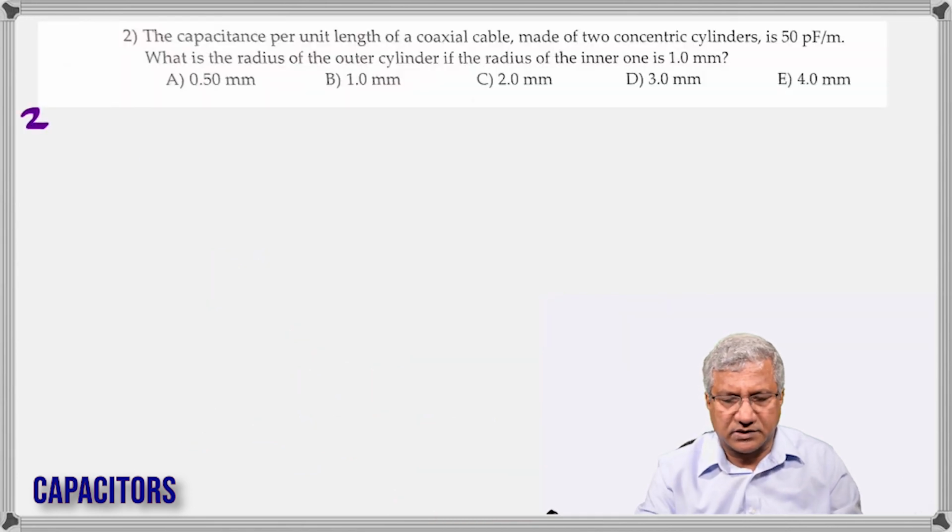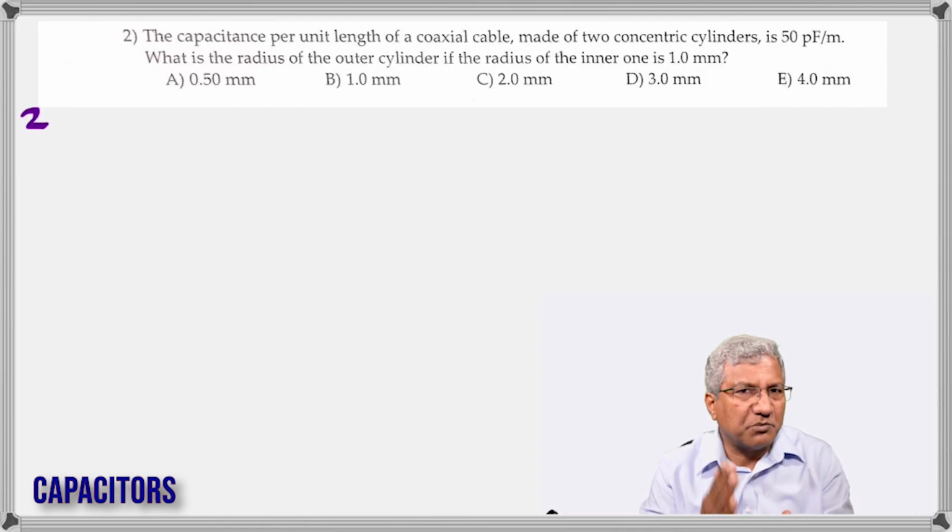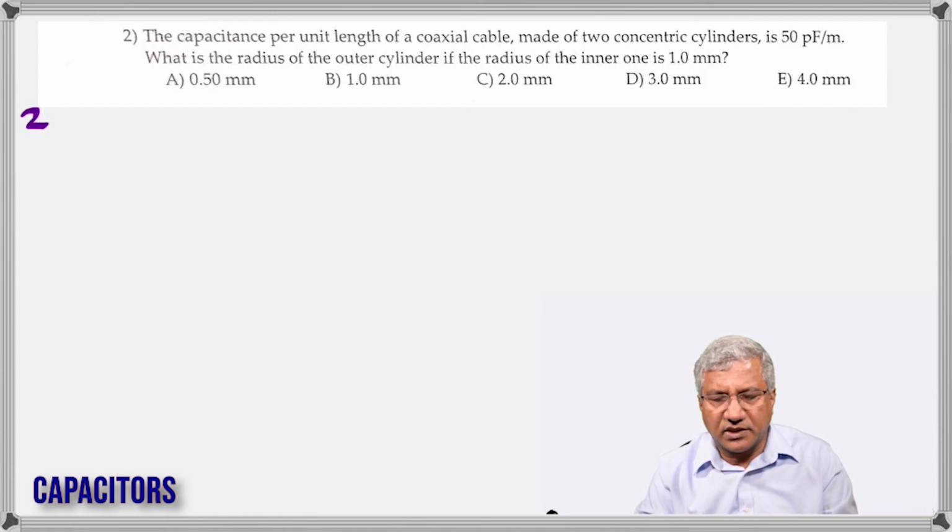Here's the second question. The capacitance per unit length. You see that? So that's per meter, so the length is given as 1 meter. The capacitance per unit length of a coaxial cable made of 2 concentric cylinders is 50 picofarad per meter. What's the radius of the outer cylinder if the radius of the inner one is 1.0 millimeter? Again, a cylindrical capacitor, and the capacitance is given. We're asked to find the radius.